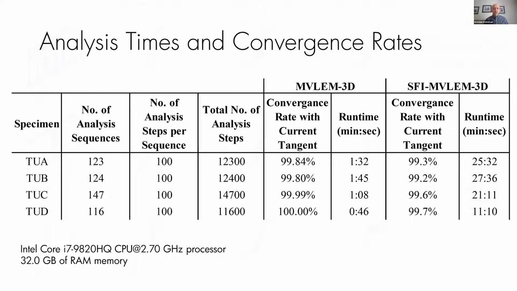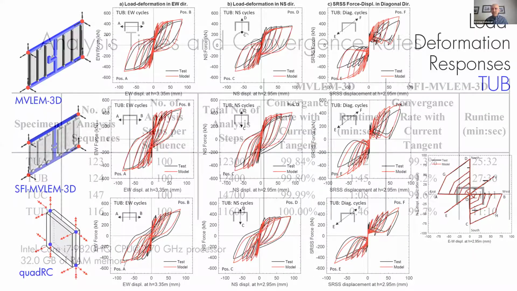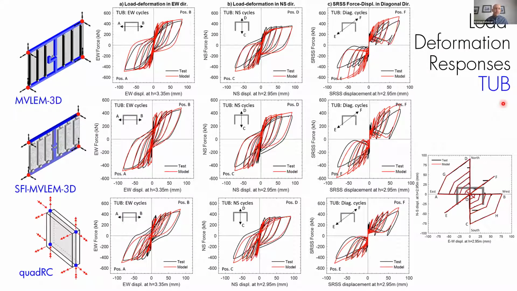Here are some load deformation results for this one particular specimen, TUB. Just from a big picture, it's kind of like a matrix, right? Each row represents one model's results. So MVLEM 3D results are these three, SFI MVLEM 3D are these three, and Quad RC are these three. And here we see different loading directions, east-west, north-south, and diagonal. And this is basically a square root sum of squares in terms of the force and displacement.